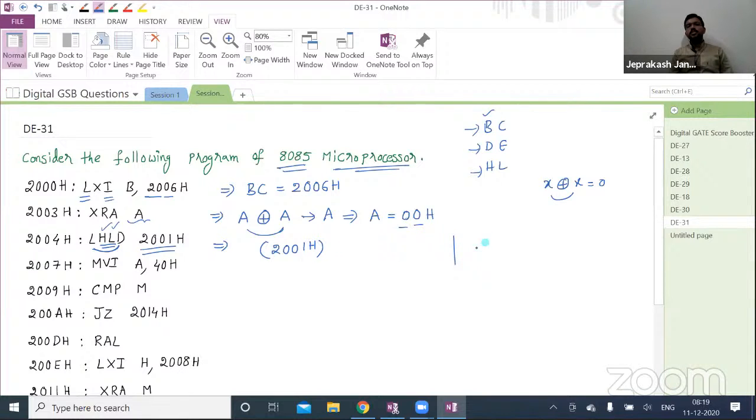One location is 2001, another location is 2002. Now, all of you please observe, among these two locations, which is the higher order one? First one or second one? First one is 2001, second one is 2002. Among these two, which one is the higher one? The second one is the higher order, right?